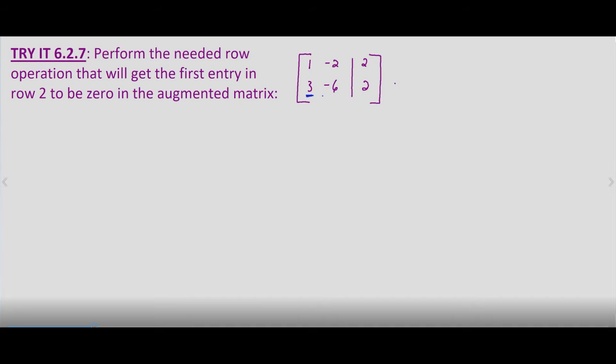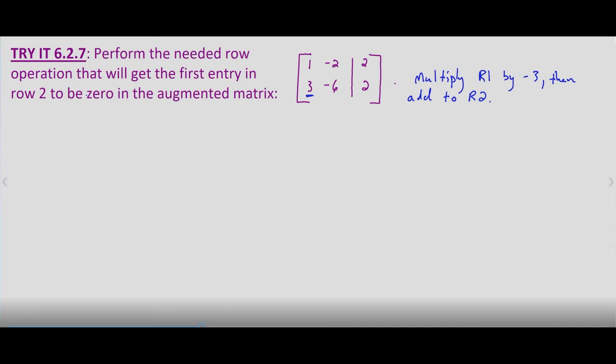So what do we need to multiply 1 by so that when we add it to 3, we get 0? What plus 3 equals 0? It'd be negative 3. So we need to multiply row 1 by negative 3, then add to row 2. And again, remember, we're wanting the first term in the second row to be 0.